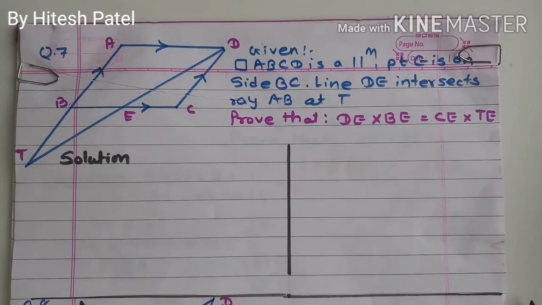In the previous video we completed exercise 1.3 up to question number 6. Now let's see question number 7. Read the question from your textbook.